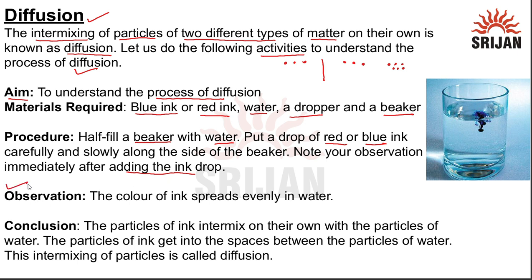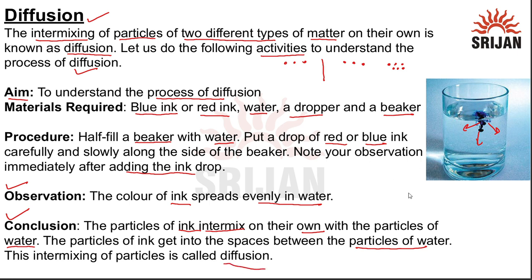From here, you will observe that the color of the ink spreads evenly in the water. Look at here. This ink starts spreading in the water as it is dropped from the dropper. The conclusion from here is the particles of ink intermix on their own with the particles of water. The particles of ink get into the space between the particles of water. This intermixing of particles is called diffusion.